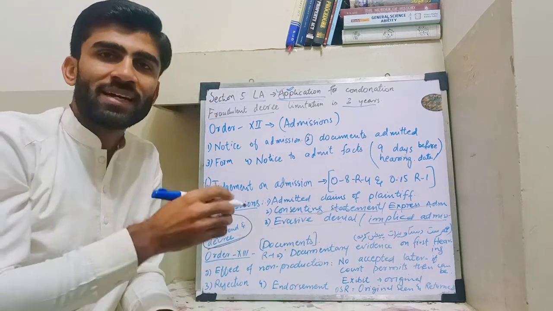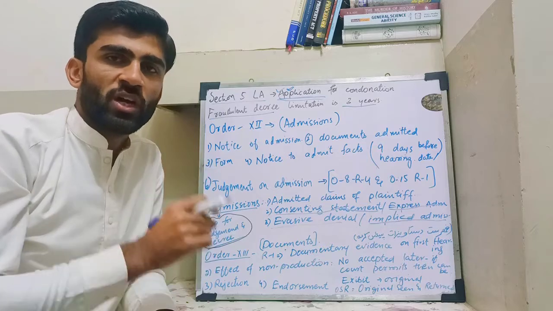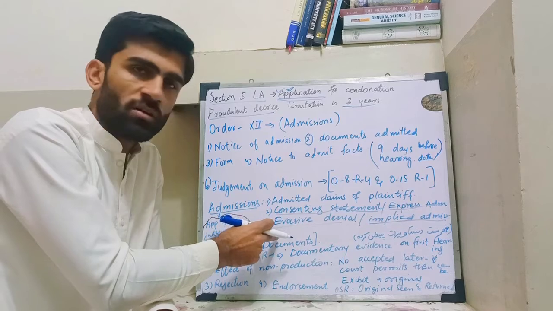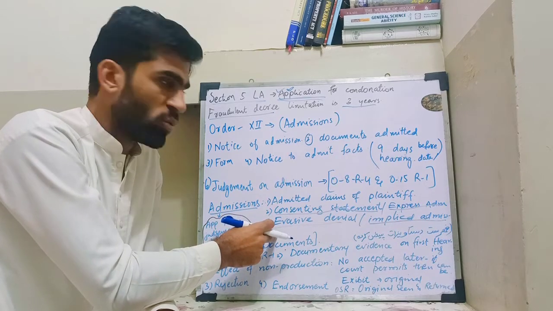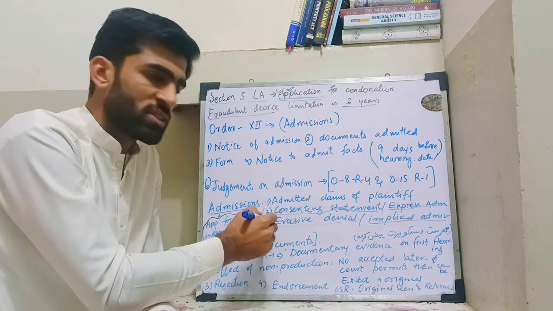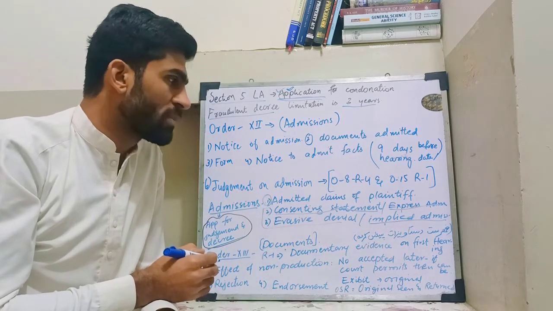Evasive denial, indirect admission, that you reject any para but without any reason. You reject any claim of the plaintiff but without any reason. That is mentioned in Order 8, Rule 4. Okay, so these are two types of admissions. The other type of admission is that admitted claims of the plaintiff.